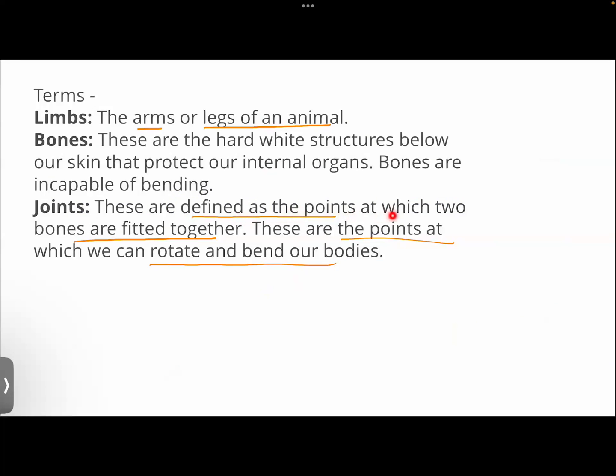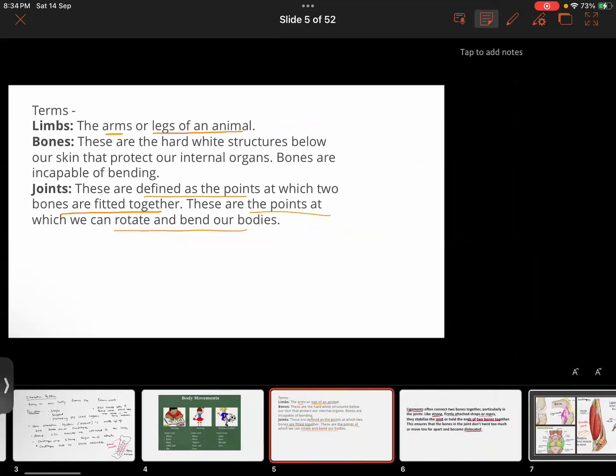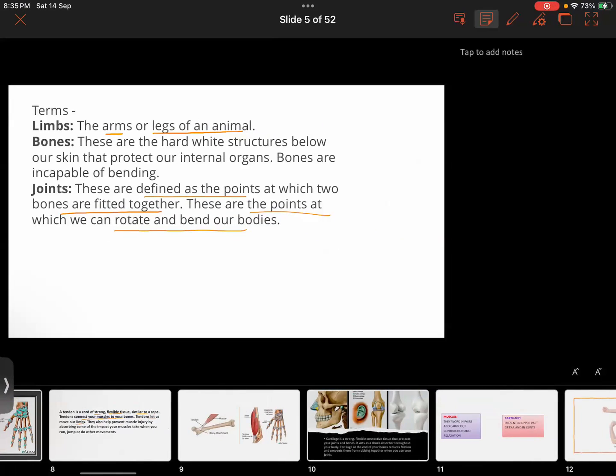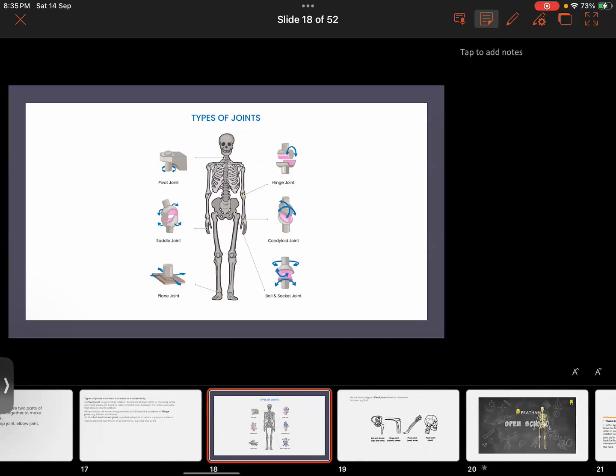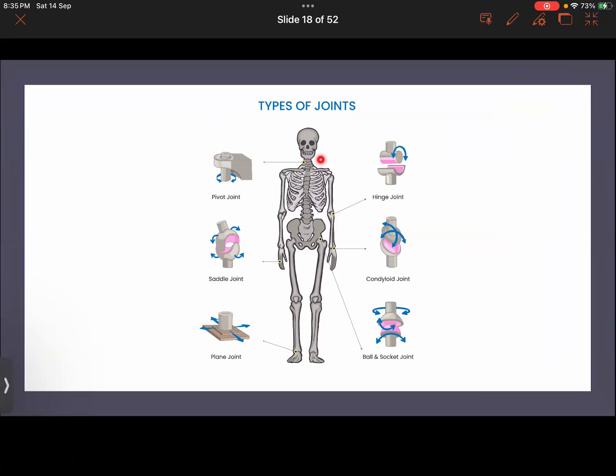They are defined as the points in our body where two bones will be fitted into each other. There will be different kinds of joints which we'll be learning later on, like the joint in our neck is different. The joint in our knee is different. The joint in our ankle is different. So when we look at these points in our body, like the joint in the neck, in the shoulder, in our wrist, in our elbow, in our knee, there are different kinds of joints in our body. We'll be learning about that. But the thing is that at joints, two or more than two bones will be fitted into each other.